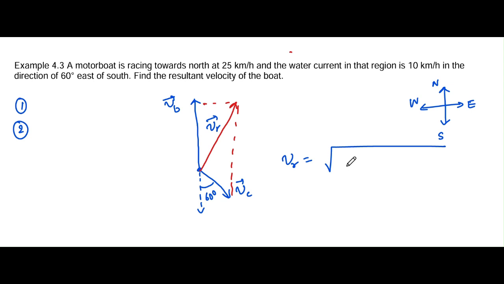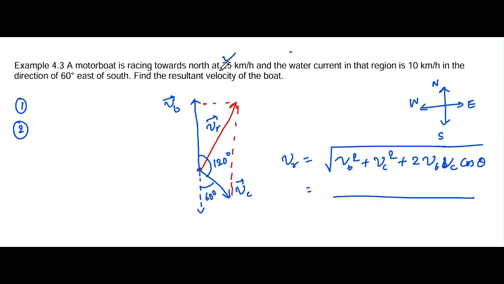This will be the square root of Vb square plus Vc square plus 2 Vb Vc cos theta. Theta is the angle between these two vectors. So if this is 60 degrees, this angle should be 120 degrees. So from here we can use these magnitudes, 25 for Vb and 10 for Vc, and then we can calculate the resultant velocity. Now about direction, we can use the law of sines to find the direction.